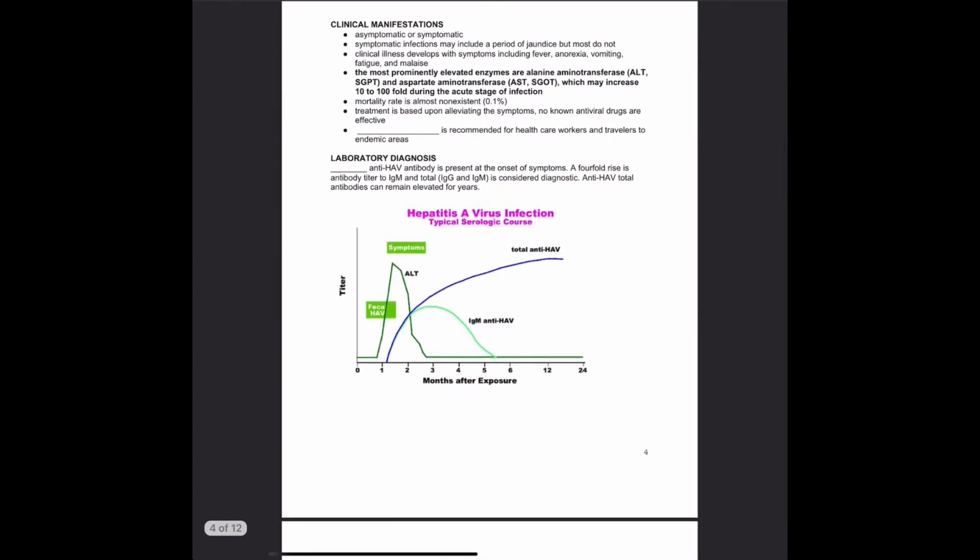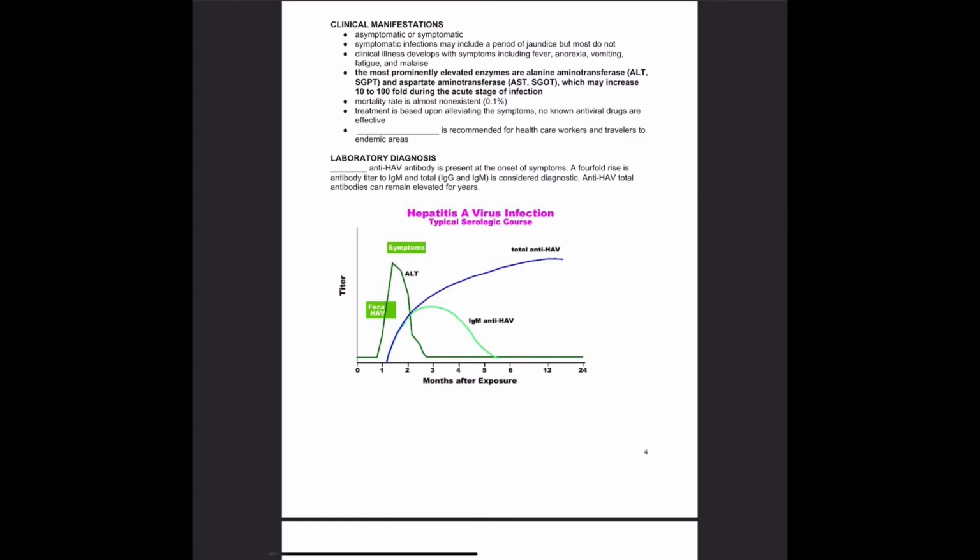So the clinical manifestations, you can be asymptomatic or symptomatic. If you are symptomatic, infections may include a period of jaundice, but most do not. Clinical illness develops with symptoms including fever, anorexia, vomiting, fatigue, and malaise. The most prominent elevated enzymes are ALT and AST, which may increase 10 to 100-fold during the acute stage of the infection. The mortality rate is very low, and treatment is based upon alleviating the symptoms. There are no known antiviral drugs that are effective.